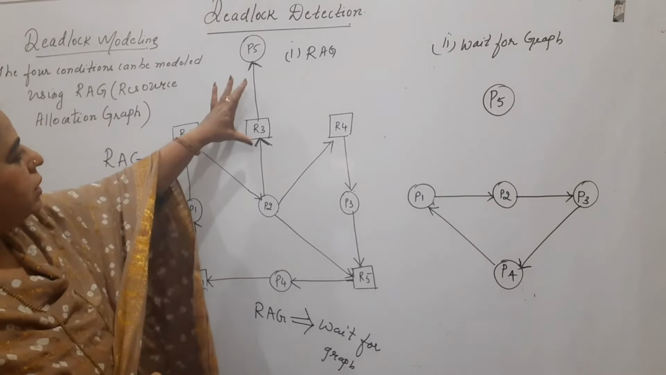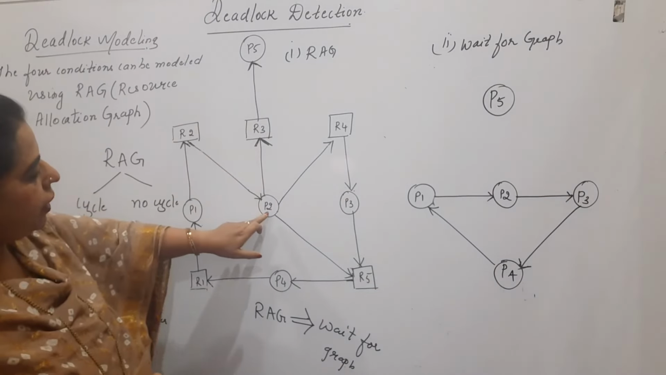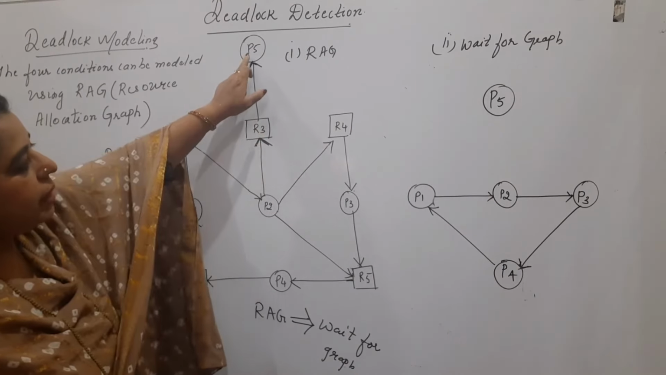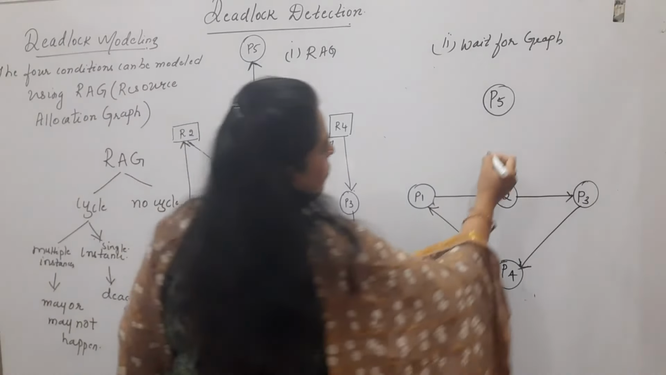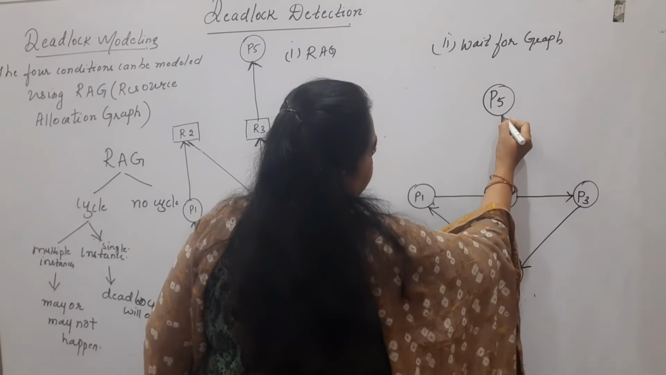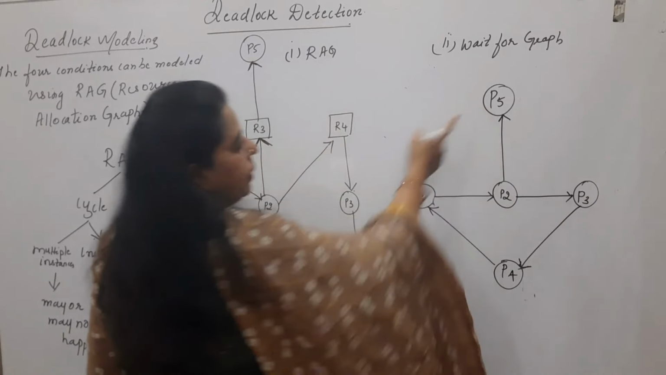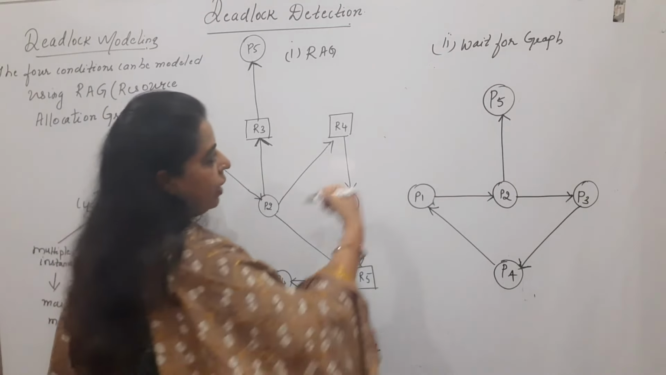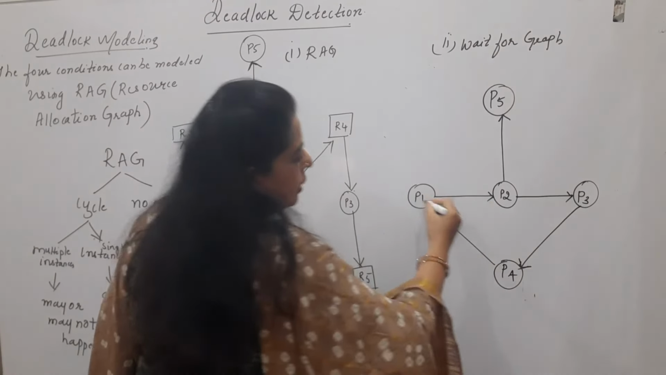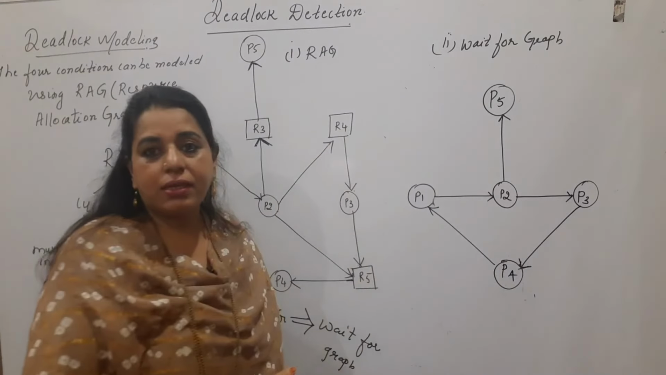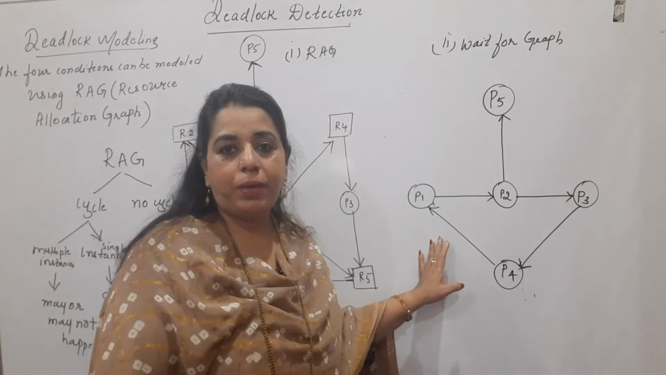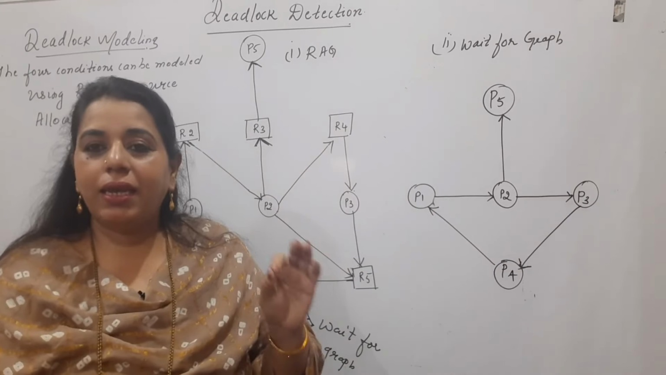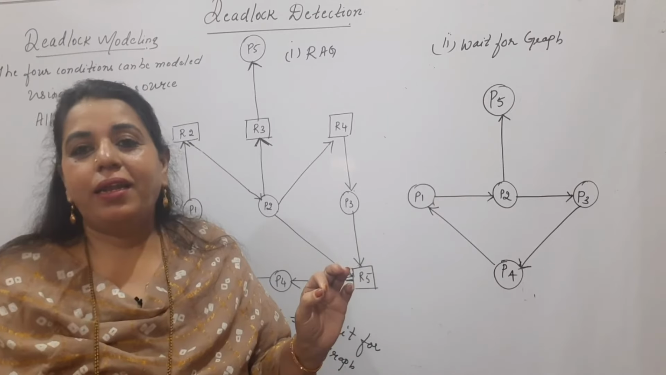Then what about this part of the RAG? Here you can see P2. P2 is requesting R3, whereas R3 is assigned to P5. So P2 is waiting for P5. Now I have converted this graph into a wait for graph. In the wait for graph, check if there is a cycle. Yes, there is a cycle formed here. Look here. Then definitely we can say yes, there is a deadlock occurring in the system.